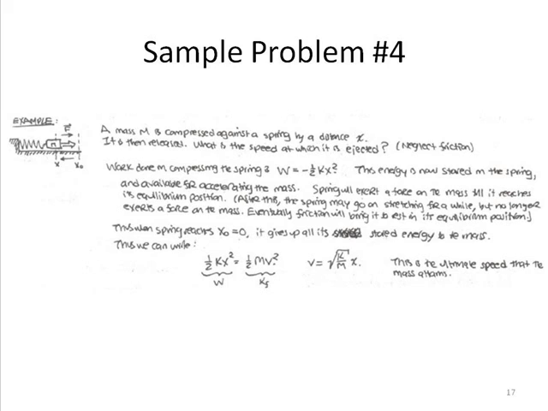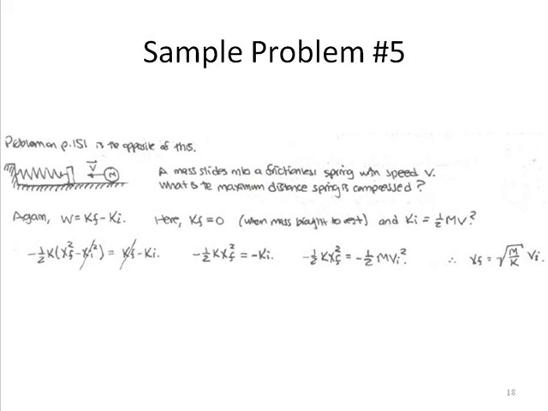1/2 kx squared equals 1/2 mv squared. We rearrange, and then we have an expression where the final speed is proportional to the distance by which the spring was compressed. The constant of proportionality is related to k, the spring constant, and the mass.